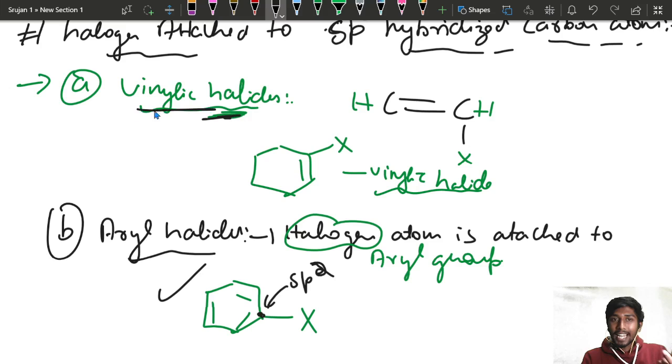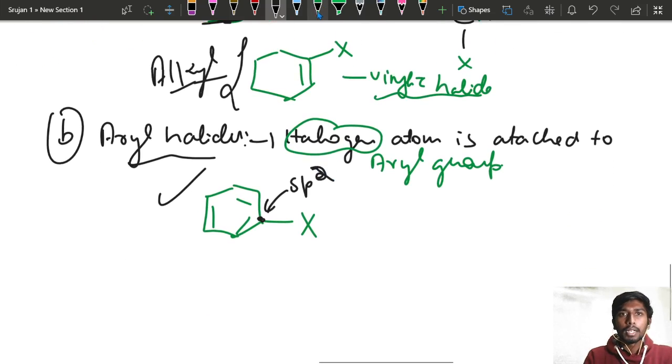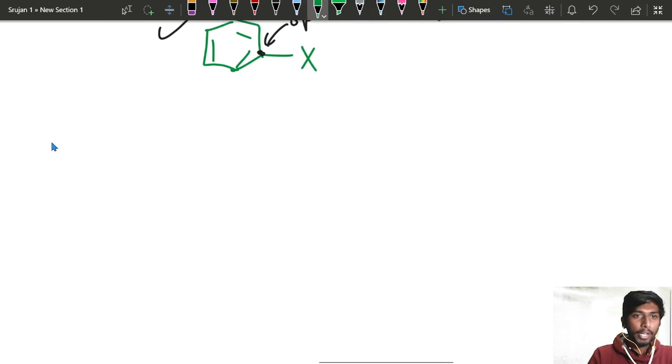In a vinylic halide, what happens? The compound is an alkyl compound, but that has a double bond, and that carbon is sp2 hybridized. Okay, so fine, I hope you got these things. Next I'll go for the nomenclature. Nomenclature of the compounds.